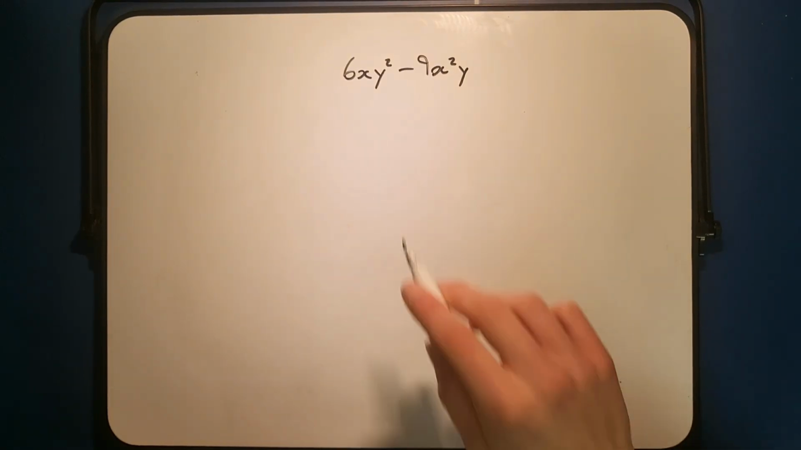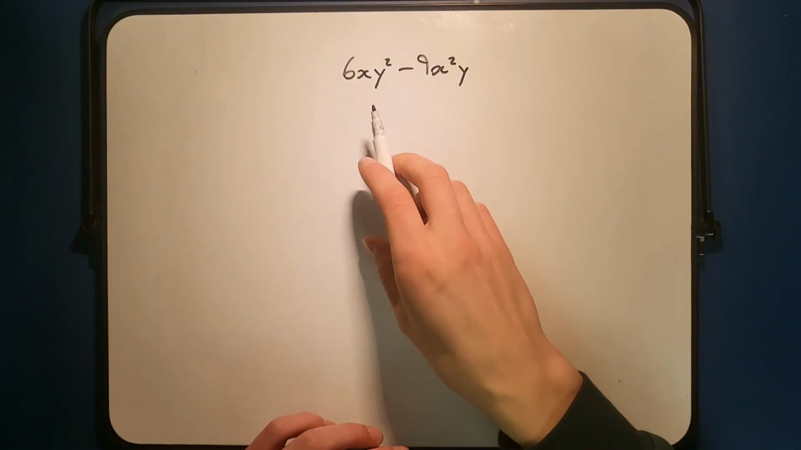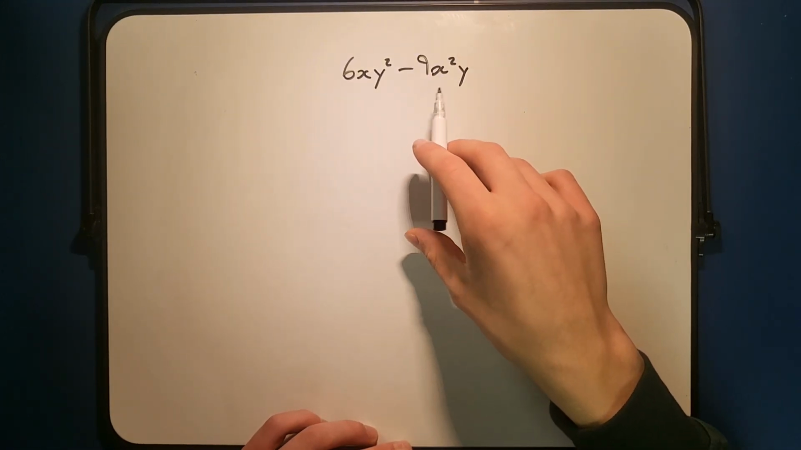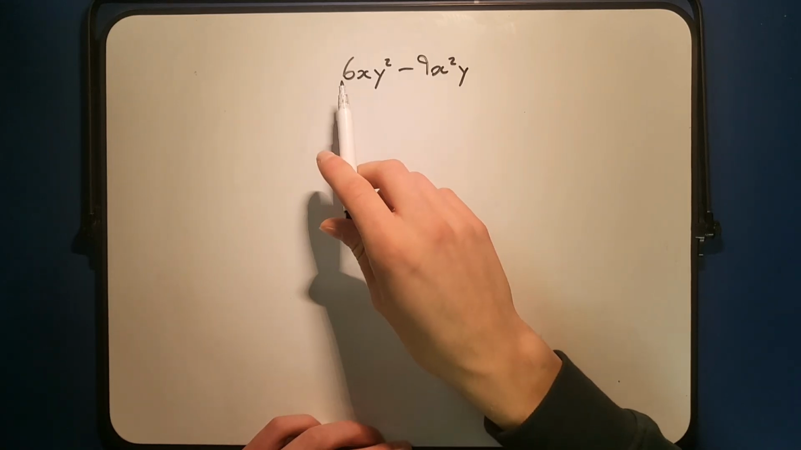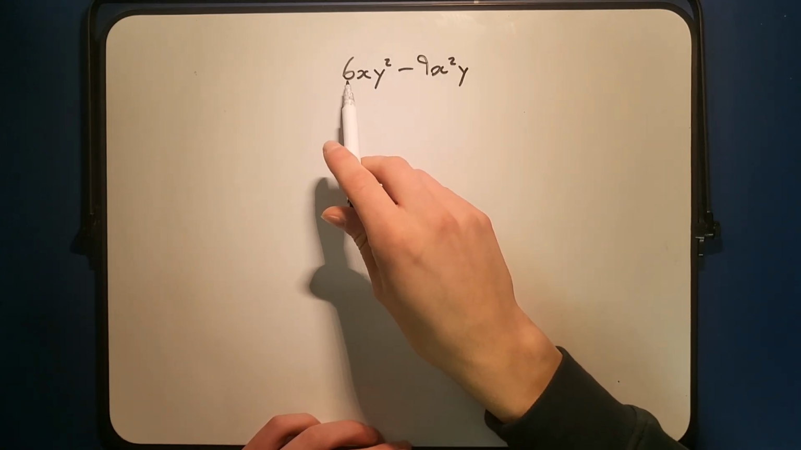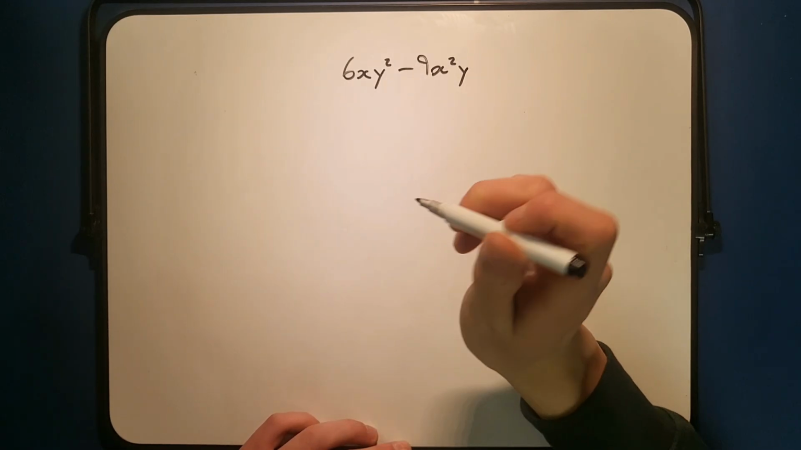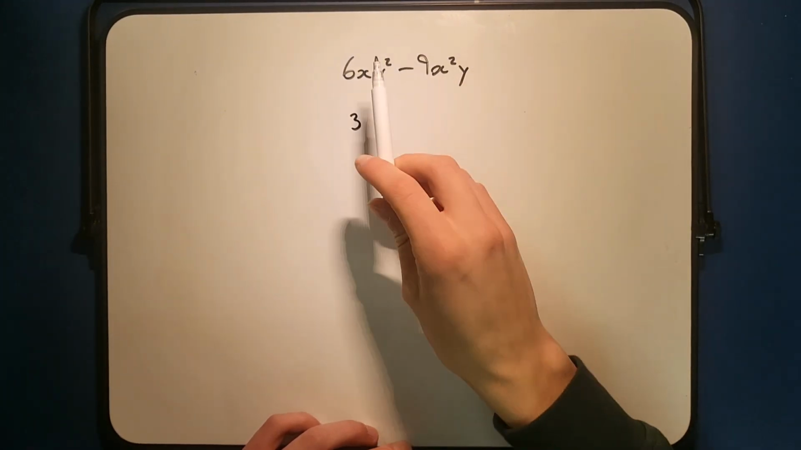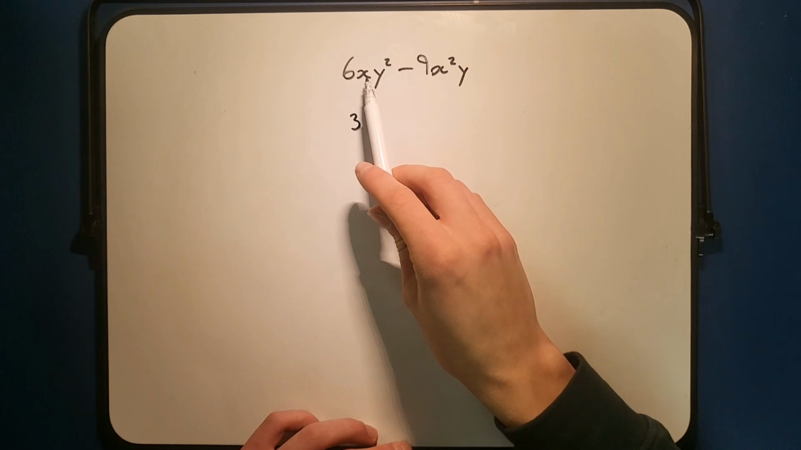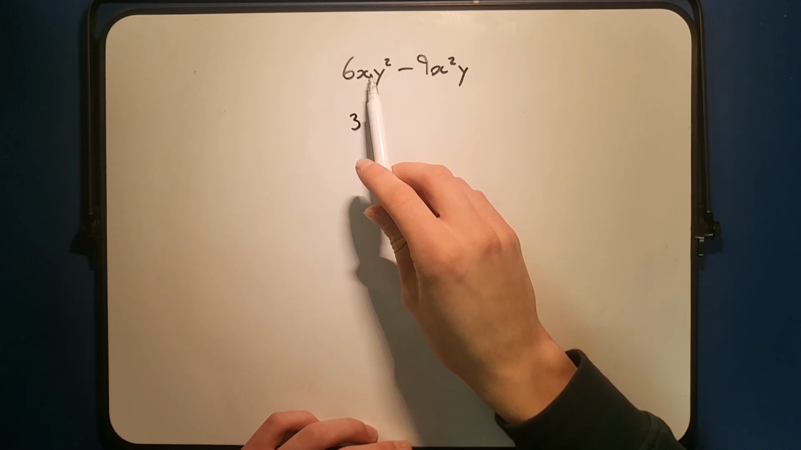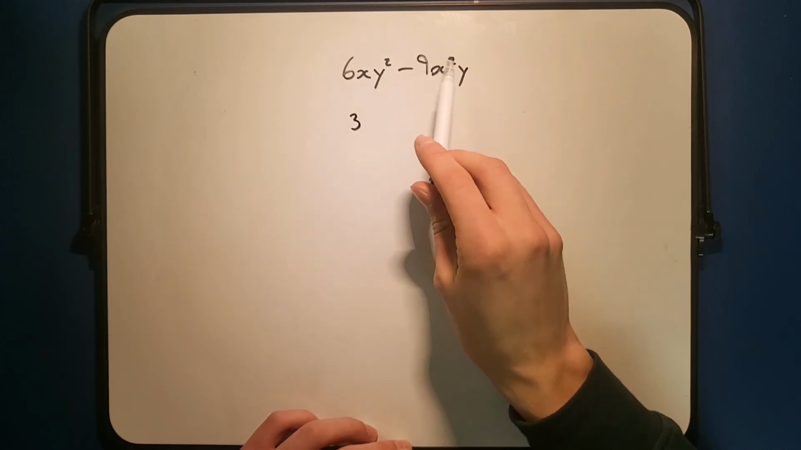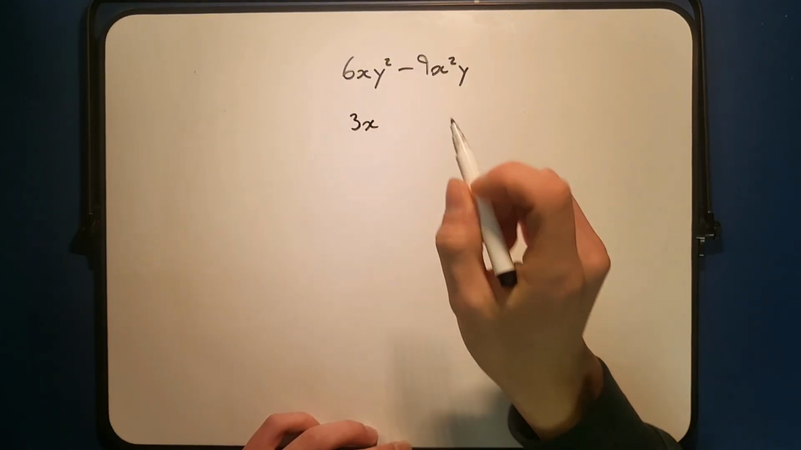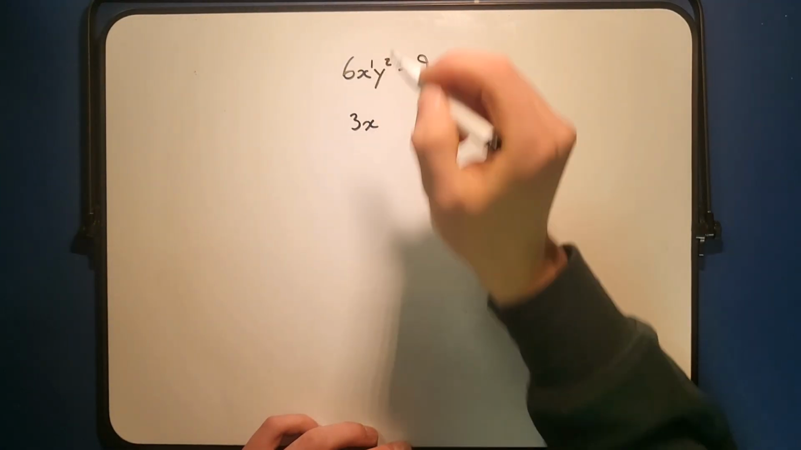Let's take a look at this example. We have 6xy squared minus 9x squared y. So first we're going to see what is the highest number that goes into 6 and 9. That would be 3. So we're going to write 3 over here. Now we're going to look at the x's. How many x's can go into both of them? Here you have 1x, and here you have x squared. So that would be just 1x, because this is x to the 1, remember.